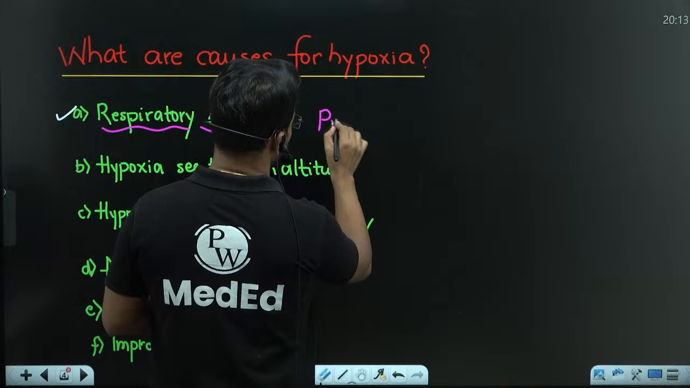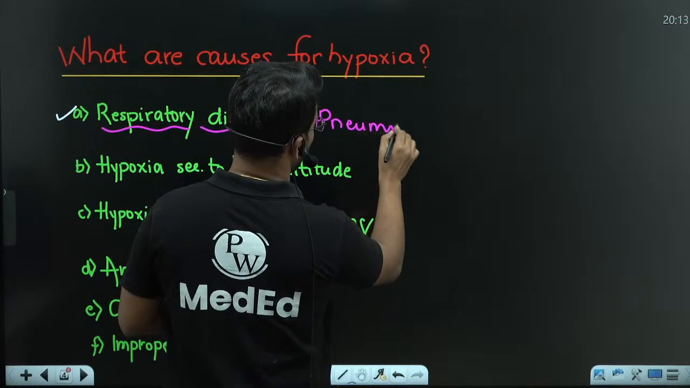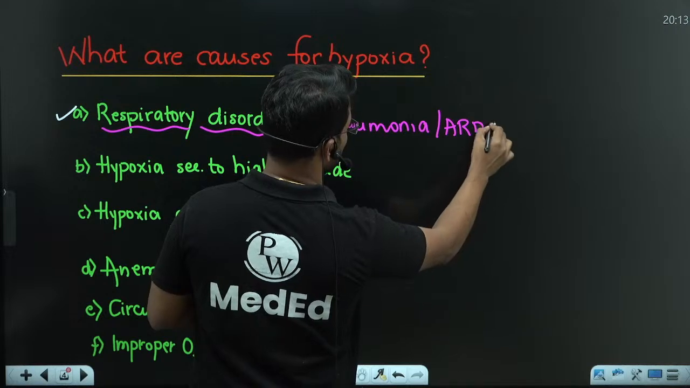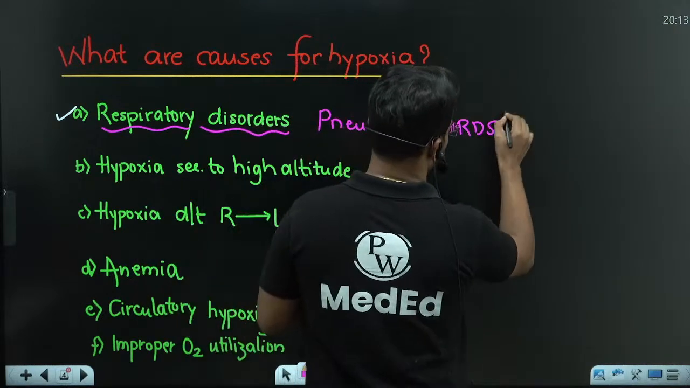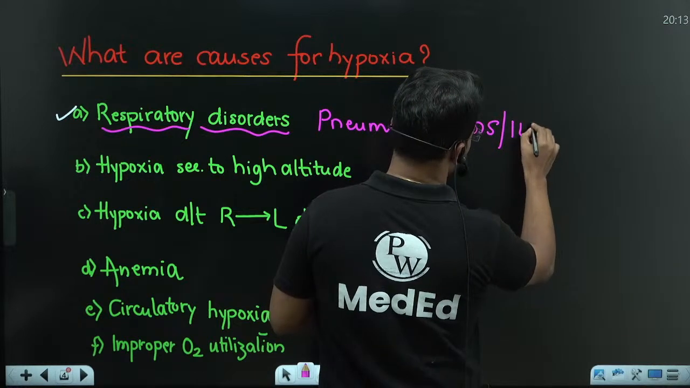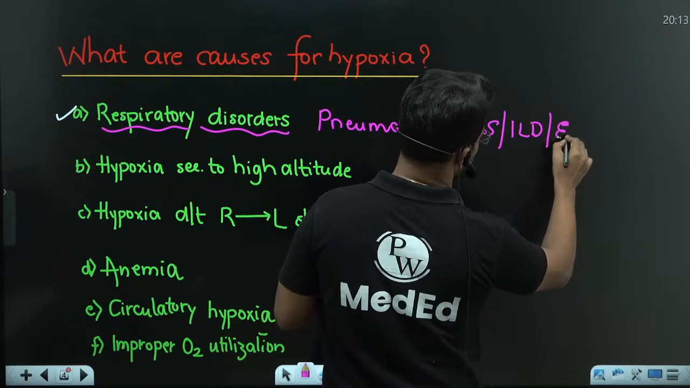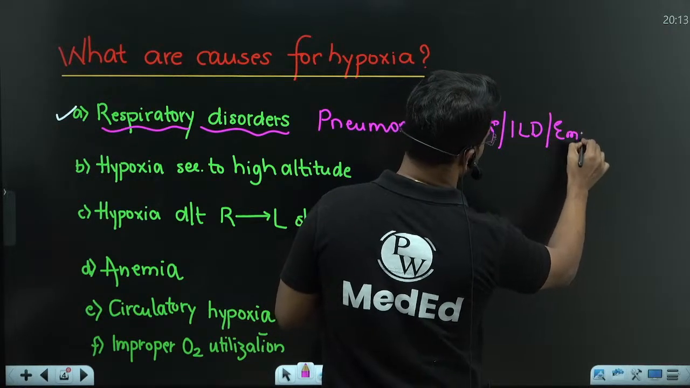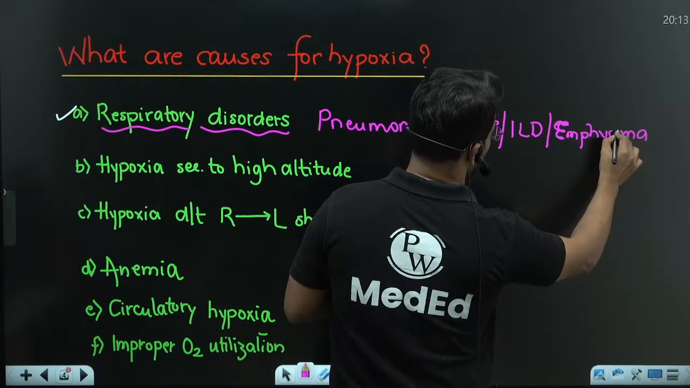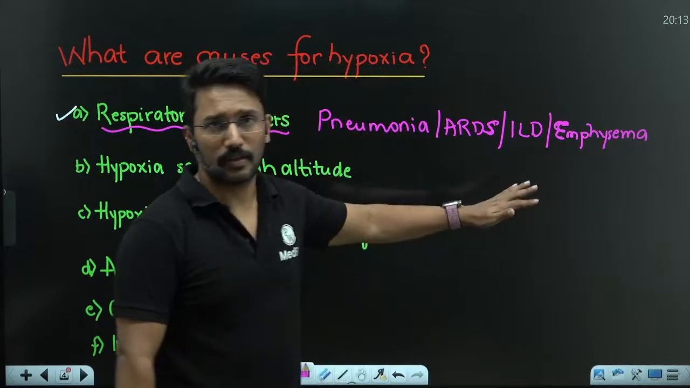As you mentioned, pneumonia, ARDS, and then interstitial lung diseases, right? Emphysema. These all can definitely cause impairment in the alveolar transfer of oxygen to the pulmonary capillaries, okay.